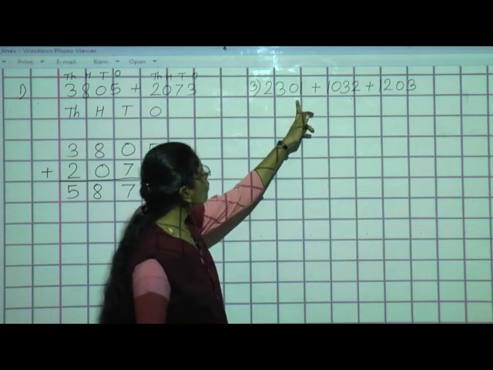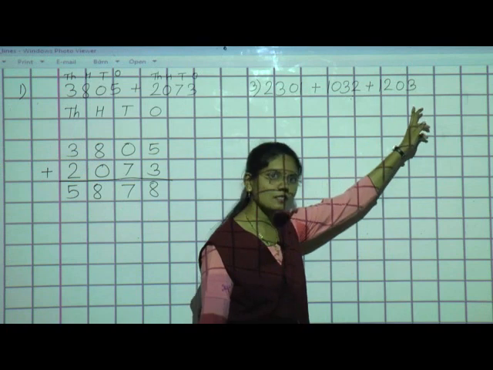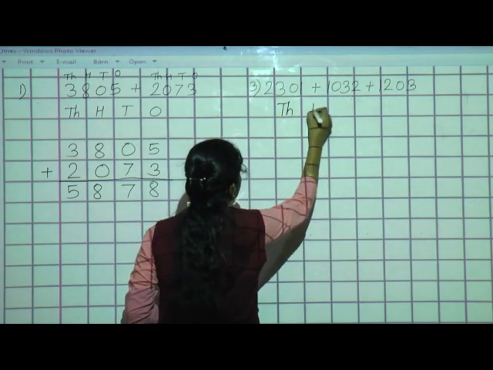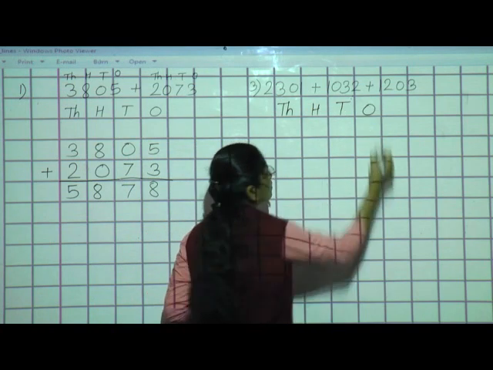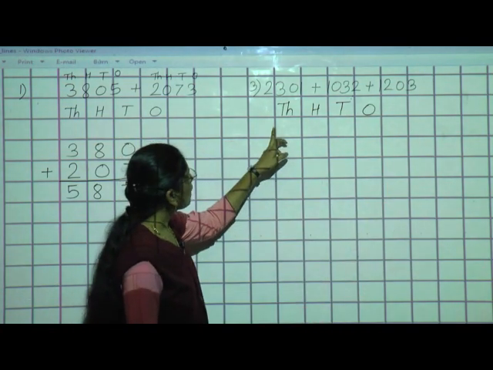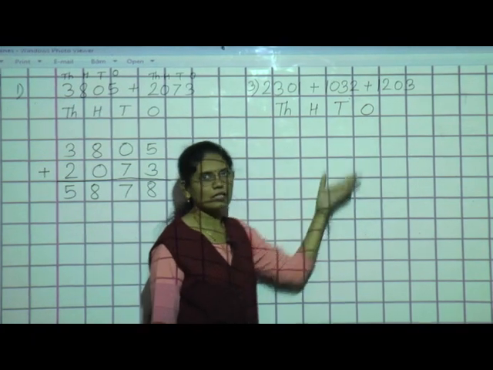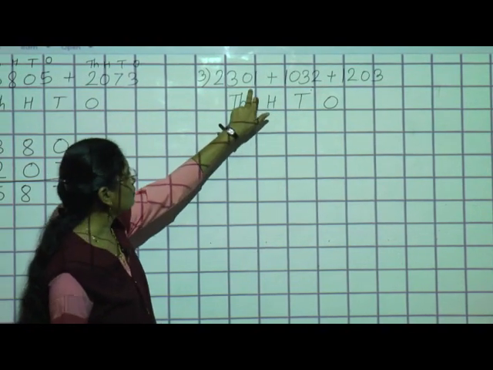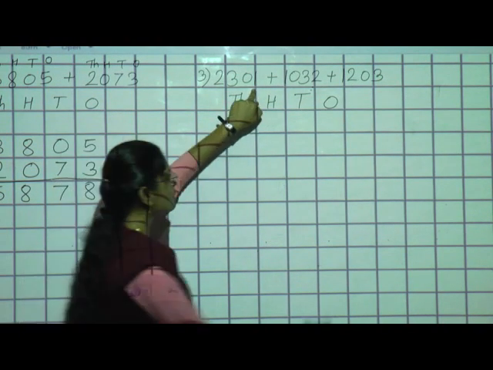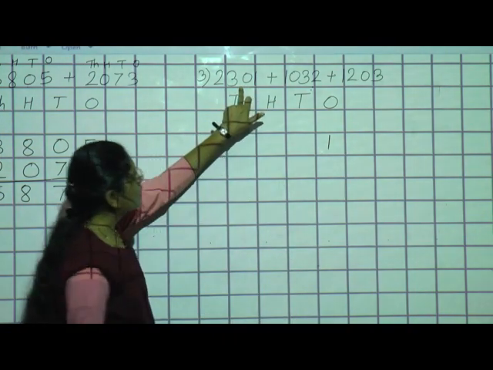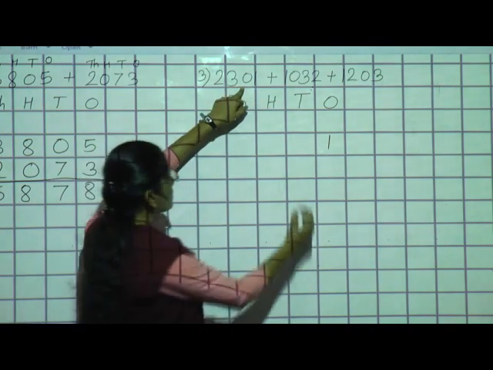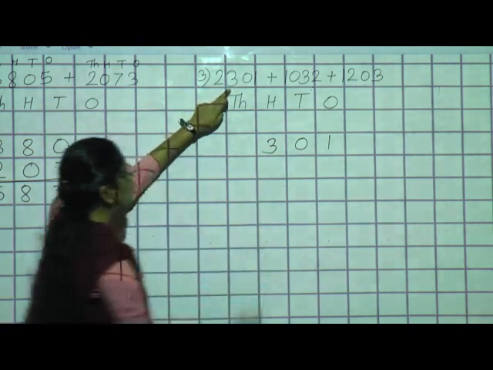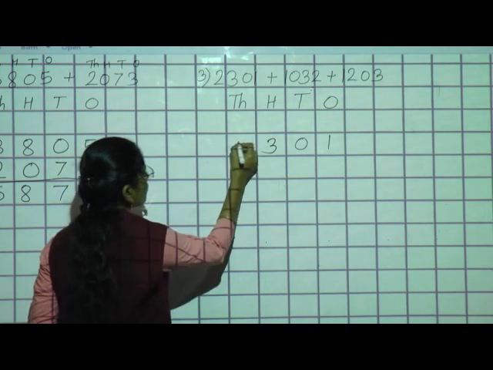See here, this is a 4-digit number, this is also a 4-digit number, and this is also a 4-digit number. So first we will write the places. This is a place value chart. Now we will put these numbers in the place value chart. The first number is 2301. At ones place 1 is there, so we will put 1 here. Then at tens place 0 is there, so we will write 0 here. At hundreds place 3 is there, so we will put 3, and at thousands place 2 is there, so we will write 2.